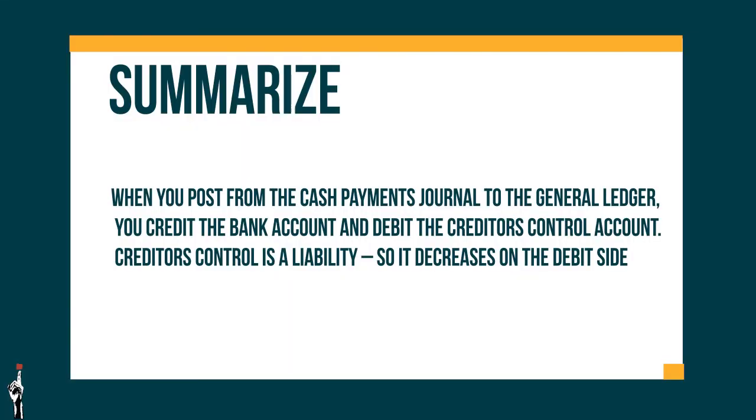When you post from the cash payments journal to the general ledger, you credit the bank account and debit the creditors control account. Creditors control is a liability, therefore it decreases on the debit side.